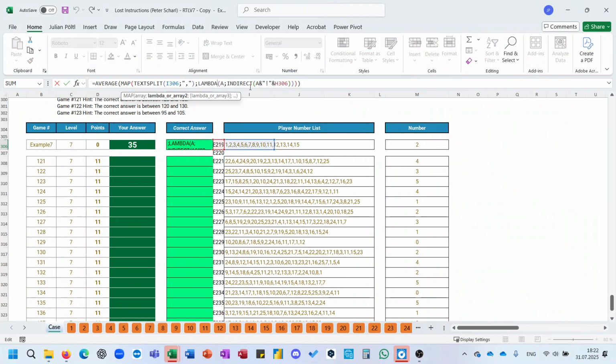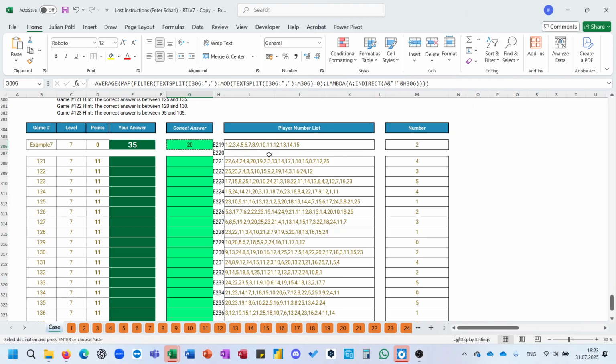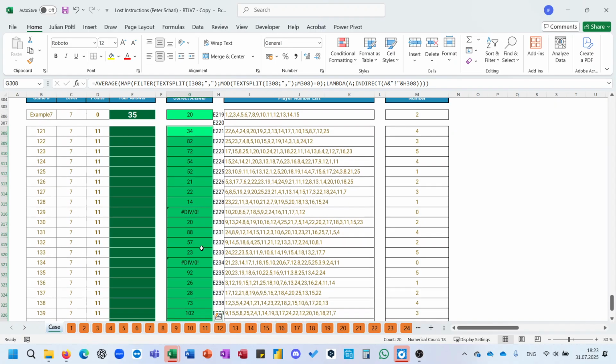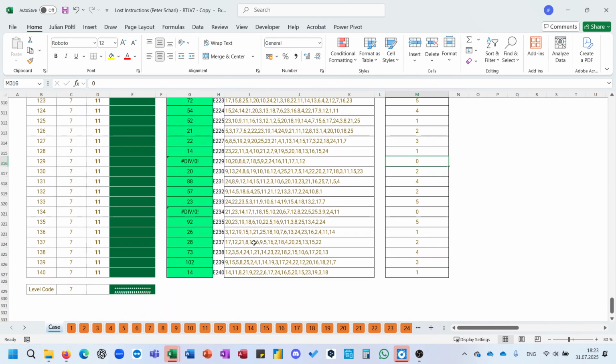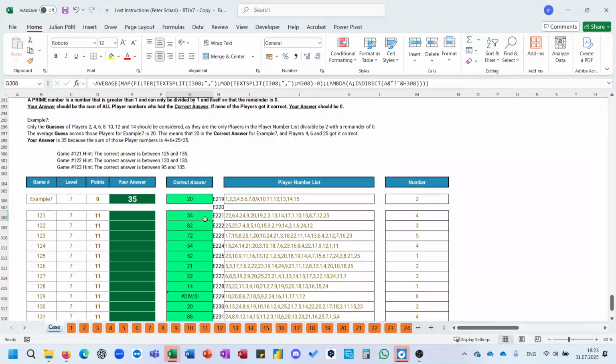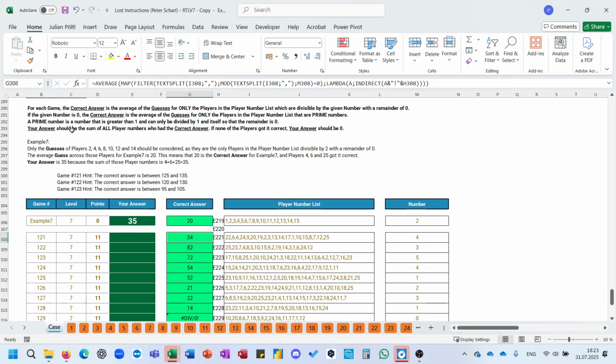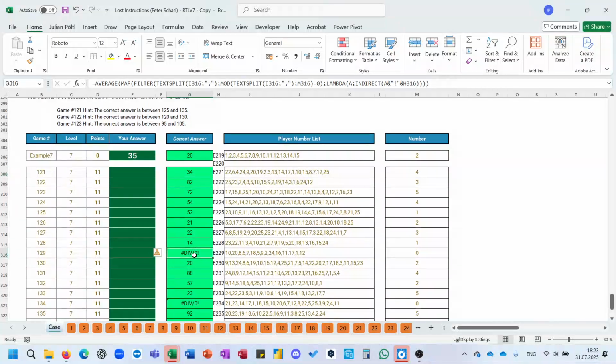It's not 20 here because we only are allowed to use the players that are divisible by this number. So filter text split if mod text split divided by this is 0. And you see there are two errors because you cannot divide something by 0. And for those answers, I need to use all numbers that are a prime number.